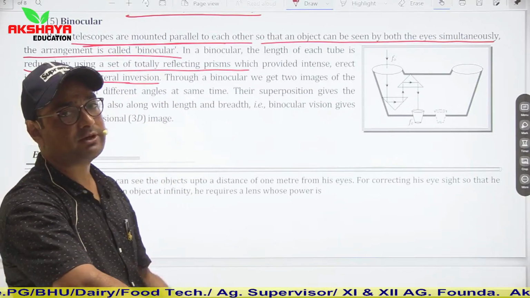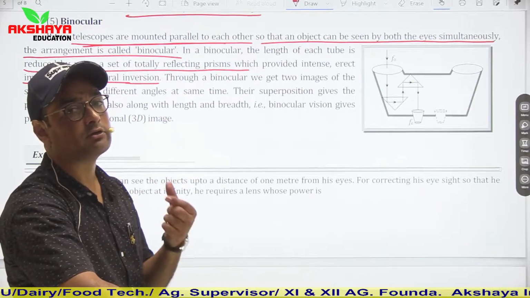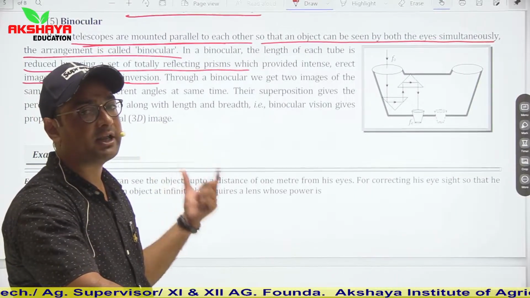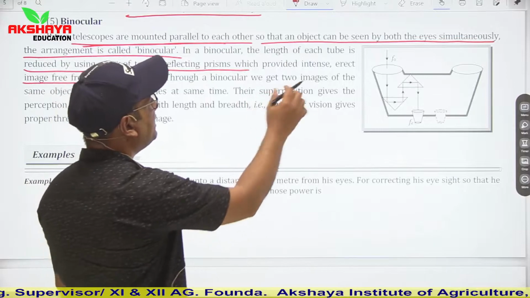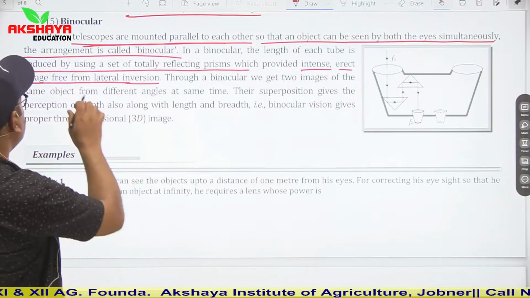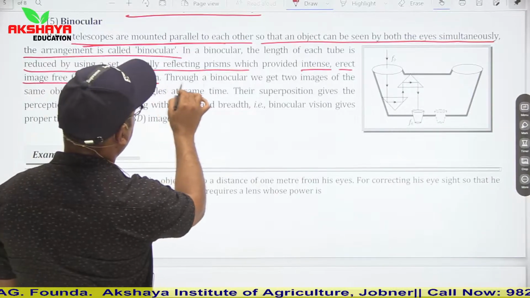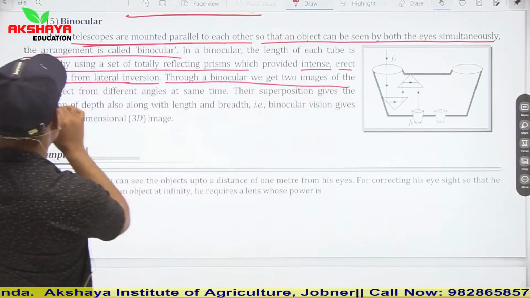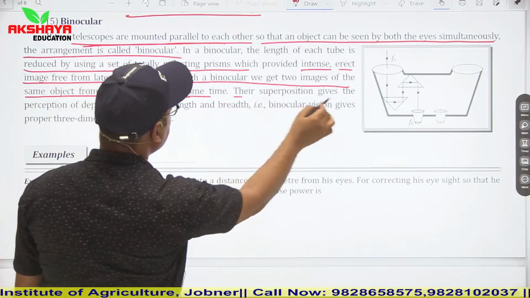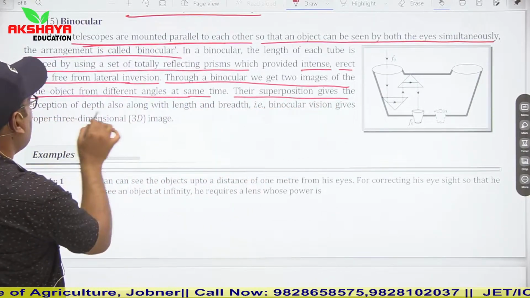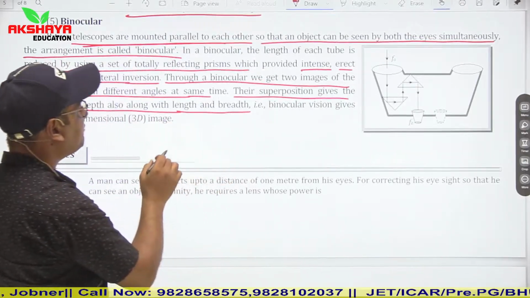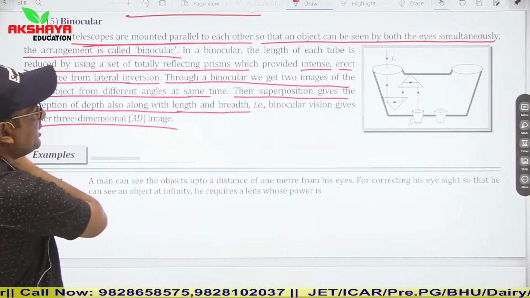So lateral inversion can be removed by using totally reflecting prisms. In a binocular, total reflecting prisms are used to provide intense, erect and laterally inversion-free images. Through a binocular, we get two images of the same object from different angles at the same time. Their superposition gives the perception of depth, along with length and breadth. That is, binocular vision gives a proper 3D image.